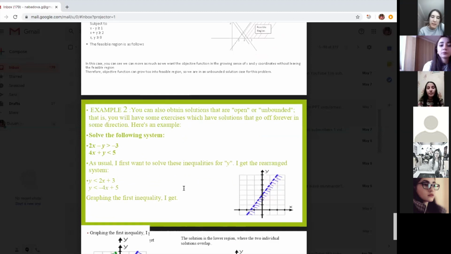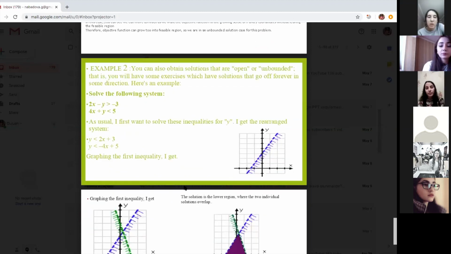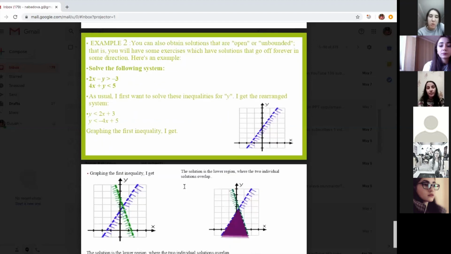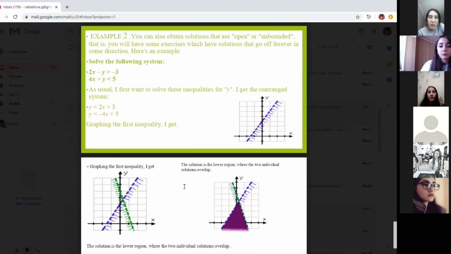Next page, example 2, about unbounded sets. You can also obtain solutions that are open or unbounded. That is, you will have some exercises which have solutions that go forever in some direction. Here's an example. Solve the following system: 2x minus y greater than minus 3, 4x plus y less than 5.